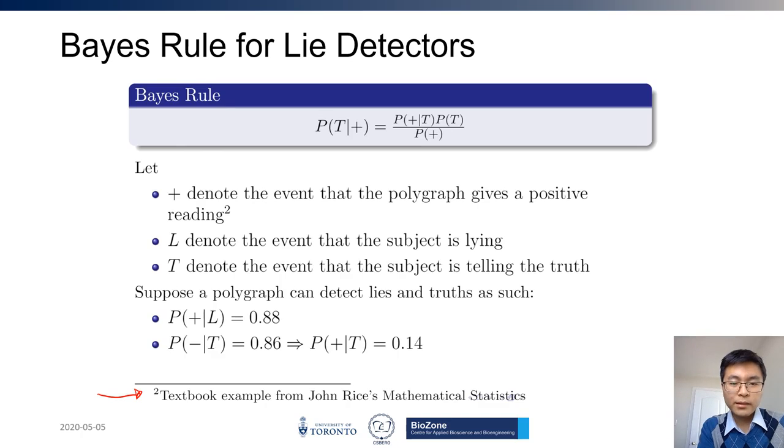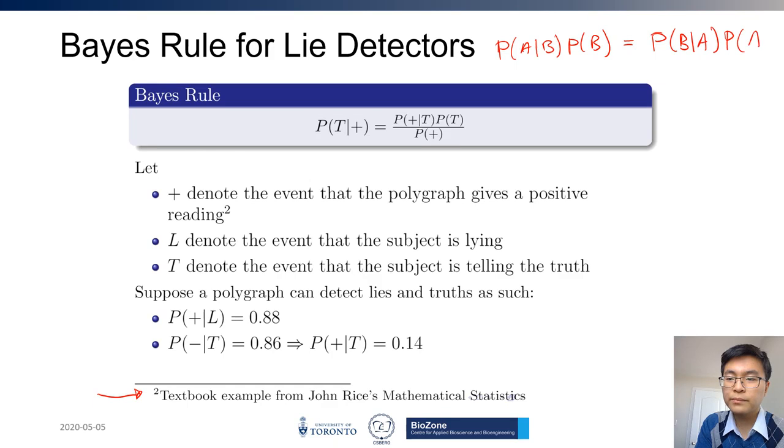Okay, before we move on to the example, let's recall what Bayes' rule is. It's essentially just cross-multiplying rules that we know from conditional probability. So in the more general form, it's P(A|B) P(B) is equal to P(B|A) P(A).